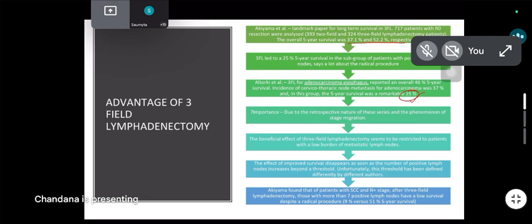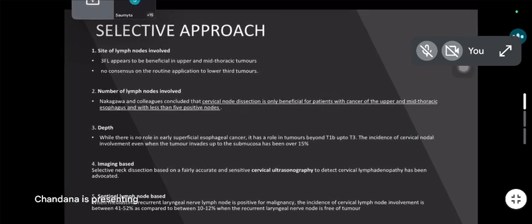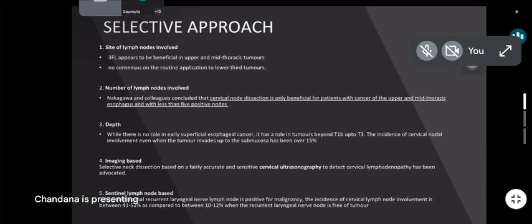Akiyama found that patients with squamous cell carcinoma and N plus stage after 3-field lymphadenectomy, those with more than 7 positive lymph nodes had low survival despite the radical procedure. So what we use is a selective approach. That is, first we will look for the site of lymph node involved. 3-field lymphadenectomy appears to be beneficial if the tumor is in the upper or middle thoracic esophagus. No consensus on the routine application for lower third tumors.